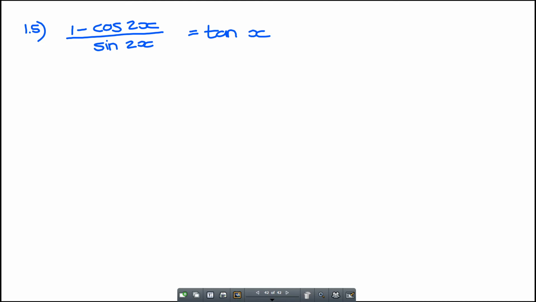Okay. Right. Okay, so are we working with the left or the right? The left. Left, obviously, nee? Daar's te min aan die regterkant. Okay, so left hand side.